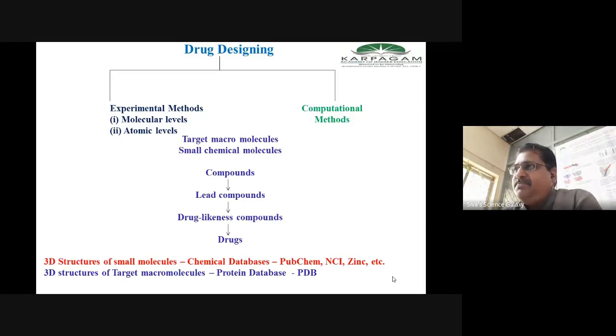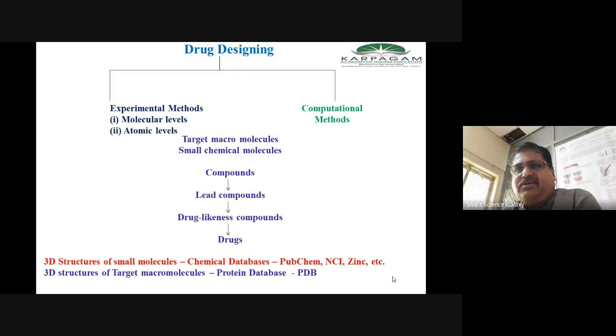Now, the drug designing process, as we all know, is a highly complex, expensive, and time-consuming procedure. A recent statistic suggests that there are about 10 to the power of 60 chemical compounds right now. Just imagine 10 to the power of 60 chemical compounds. Those compounds need to be screened in order to identify the lead compounds. From the lead compounds, we have to identify the drug-likeness compounds. From the drug-likeness compounds, we have to identify the drugs. Okay, let me make it simple.